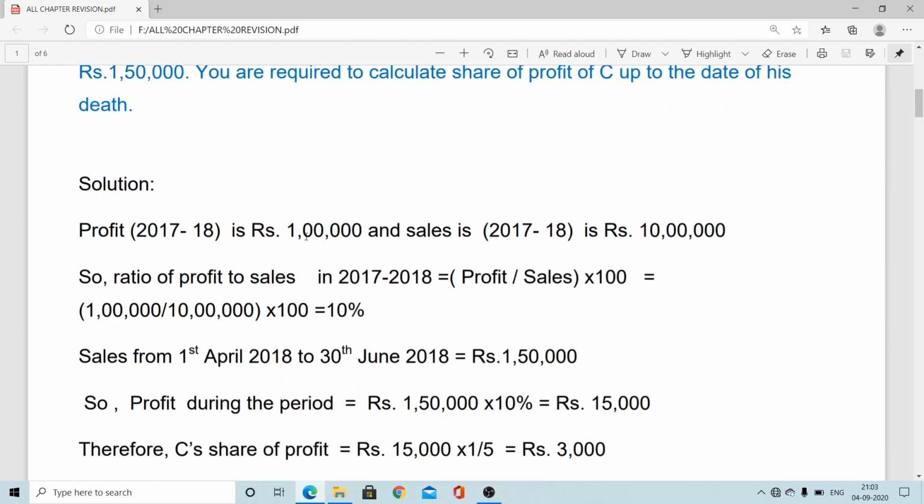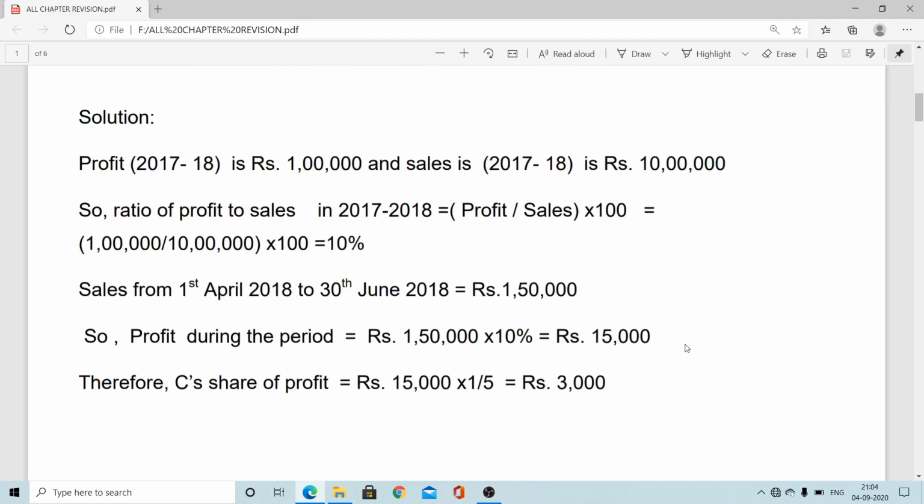So here is the calculation, as shown here. Last year's profit and sale are this, so last year's percentage of profit is 1 lakh by 10 lakh into 100, that is 10%. Now in this year, April to June, the sale figure is 1,50,000, and the same 10% profit percentage applies. So the profit is 15,000, therefore the share of profit is 15,000 into 1 by 5, that is 3,000. That is the calculation of the share of profit. So we can easily find the share of profit, whether it is provided on a turnover basis or time basis; we know about this system.